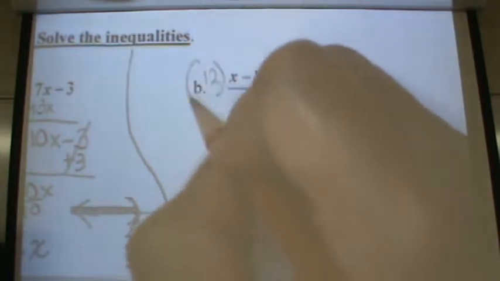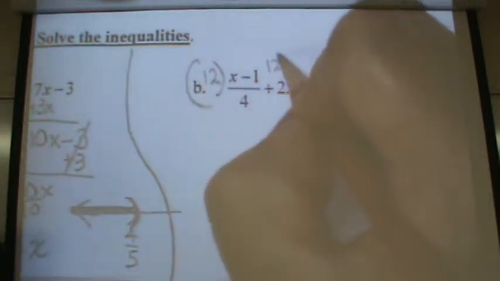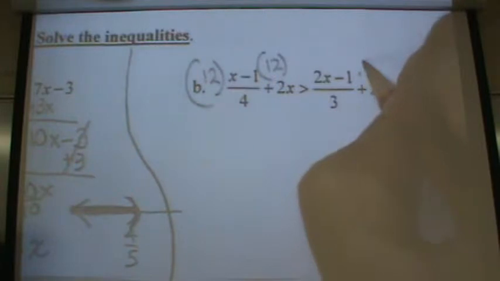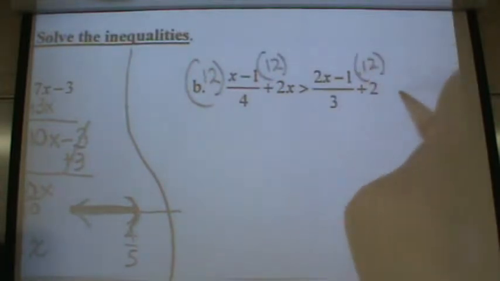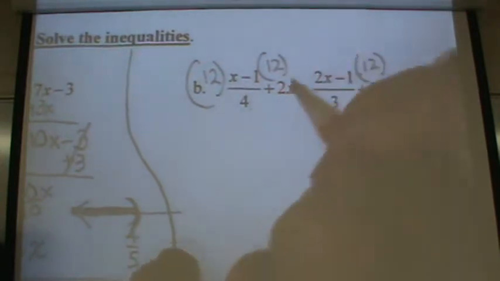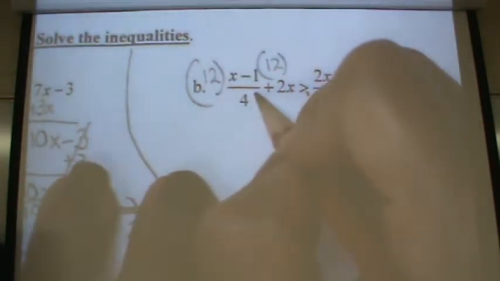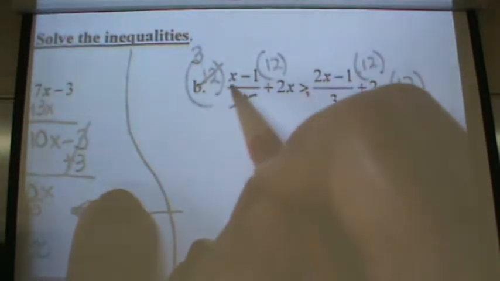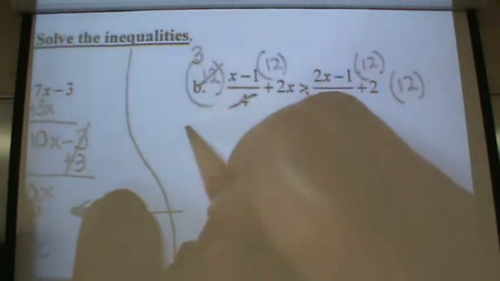What is the common denominator between 4 and 3? 12. So what are we going to multiply all 4 terms by? 12. Remember this? Why 12? What's 12 going to do? Get rid of the fractions. 4 goes into 12 how many times? 3. What do I do with that 3 in this numerator? Distribute.